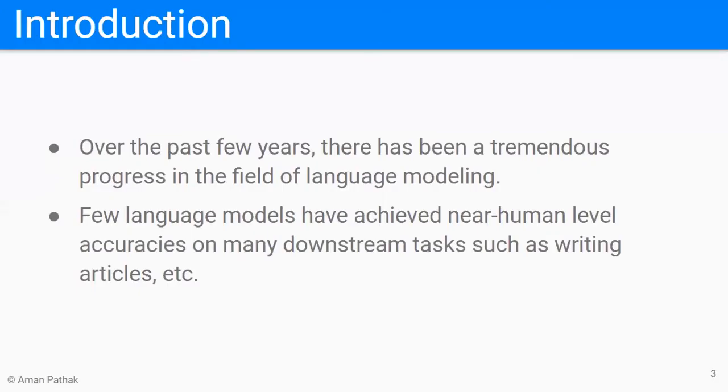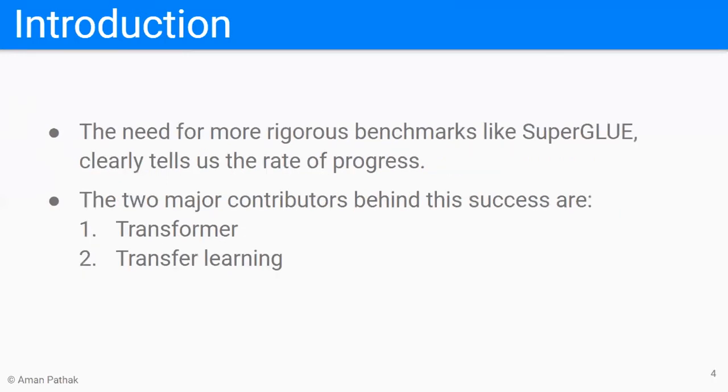Natural language has witnessed many substantial advancements in the past 3 years. A few language models have achieved nearly human-level accuracy on many downstream tasks, such as writing articles, writing novels, and even writing songs. This significant rate of progress can also be comprehended from the need for more rigorous benchmarks like SuperGLUE.